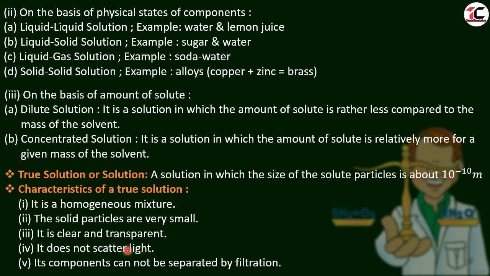This is a very important property of solution. If it is solution, it will not scatter the light. If it is other than solution, then it will scatter the light. Its components cannot be separated by filtration. As the size of the particles is very small, it is not possible to separate the particles by filtration.